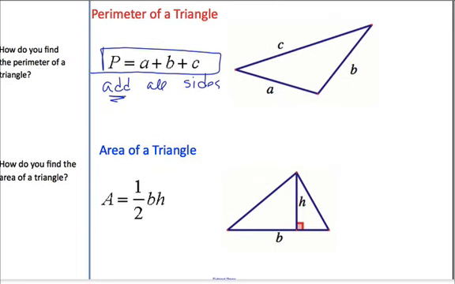My second formula is for the area of a triangle. So to find the area, we say it's 1/2 the base times the height. Remember, the base can actually be any side, but the height has to be perpendicular, or in other words, has to form a 90-degree angle with the base. So just remember that relationship when trying to figure out what your base and height are of a triangle. So let's use these 2 formulas in 2 more examples.